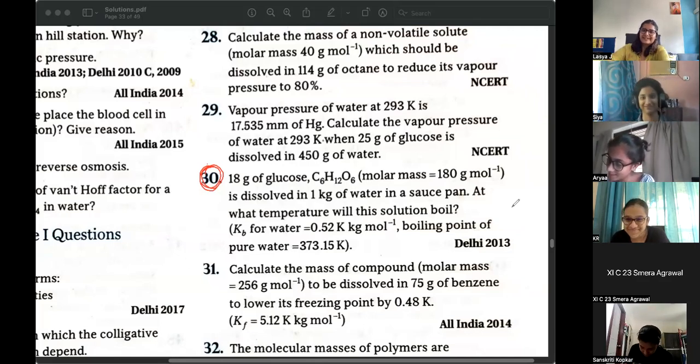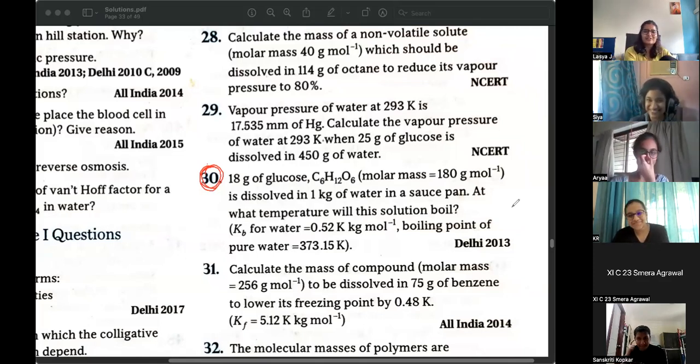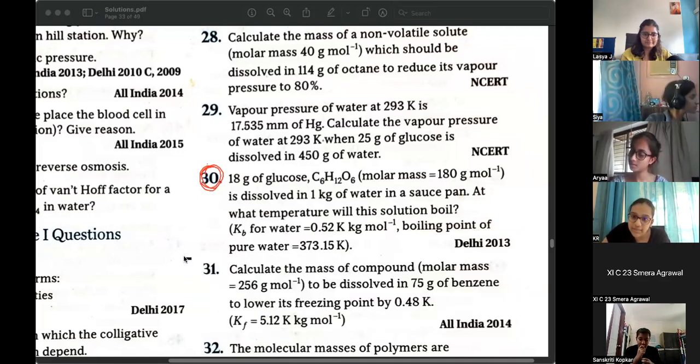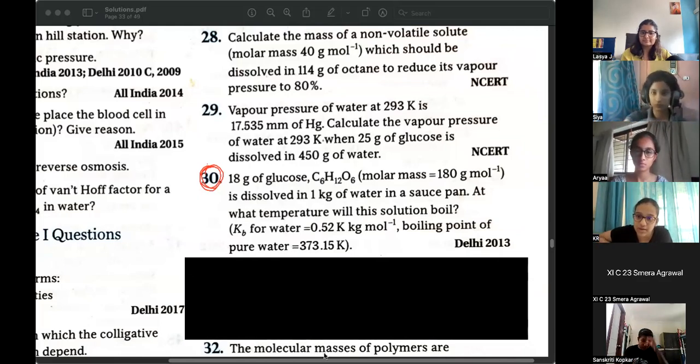Ma'am, do we need to convert or not? If you're using 1,000 in the formula, you need to convert. Otherwise, no. But you said that in the formula it's W2 by W1. You said that the W1 we want in kg, so if it's in grams, then we put the 1,000 in the numerator, right? Yeah. So now in this case, W2 is given as 1 kg. So do we need to convert that into 1,000? No, W1 is 1 kg.